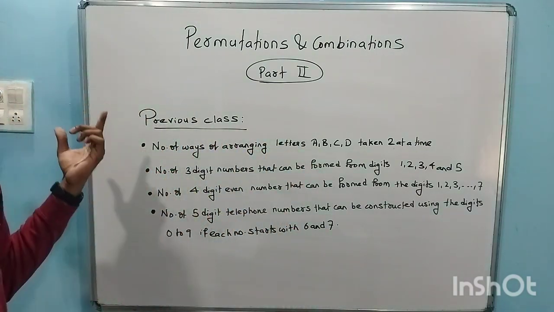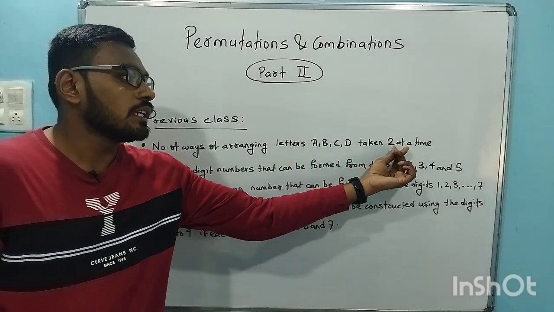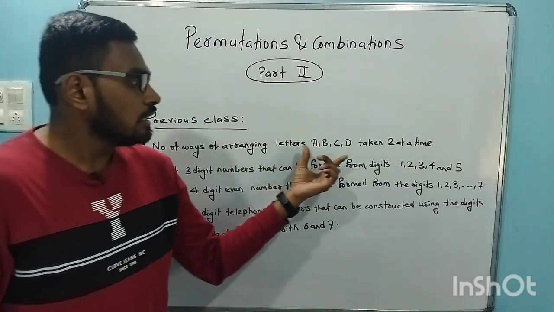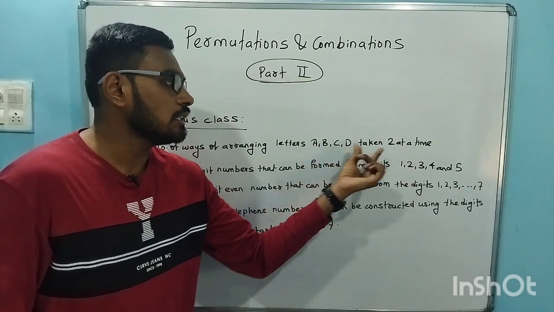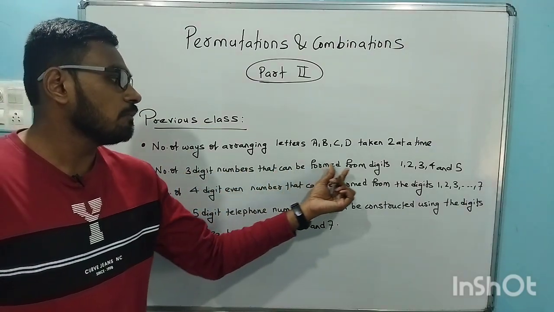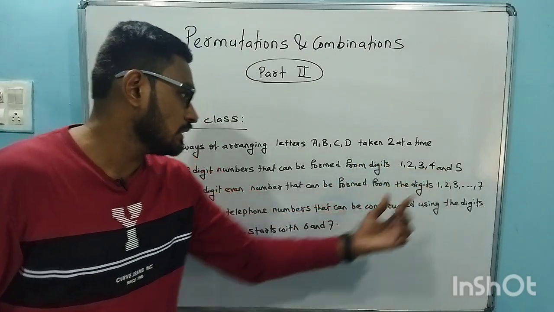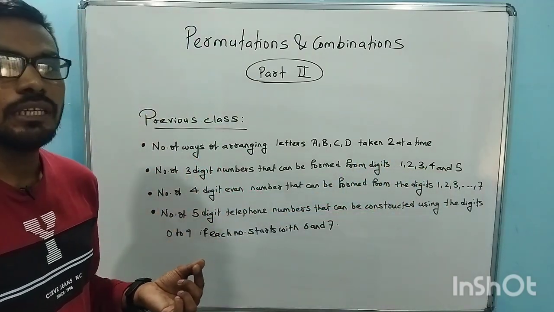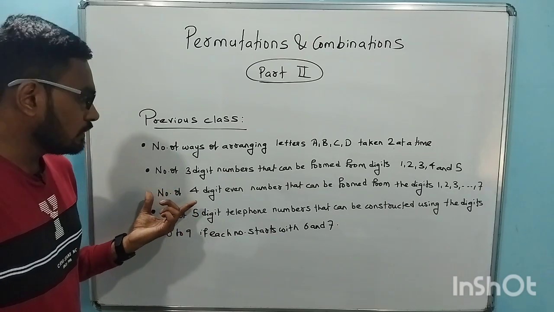For example, the number of ways of arranging letters A, B, C, D taken 2 at a time. Means arranging 4 objects at 2 places, that is arranging 4 objects taken 2 at a time. Or the number of 3 digit numbers that can be formed from the digits 1, 2, 3, 4, 5. That means arranging 5 objects taken 3 at a time. Also some special cases we saw.